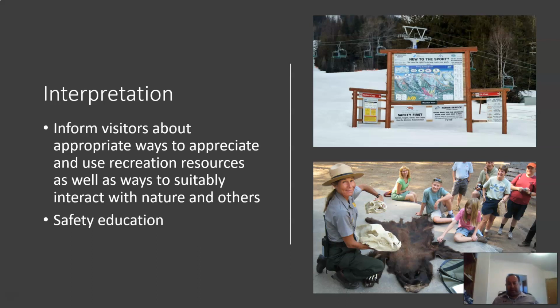So the first approach is interpretation, which is very much indirect visitor management. You're trying to inform visitors about appropriate ways to appreciate and use recreational resources, as well as ways to interact with nature. Other forms of interpretation might be safety education, and you can see on the right here the signpost there, and then down below here an interpretive ranger working at the national park, kind of showing people, this is what a bear looks like, this is a bear skull, those sorts of things, trying to teach you about the animals, trying to teach you about the place that you're at, really, but indirect management. They're not saying don't do this. They're just saying, hey, if you're going to the park, this is some information you might want to know.